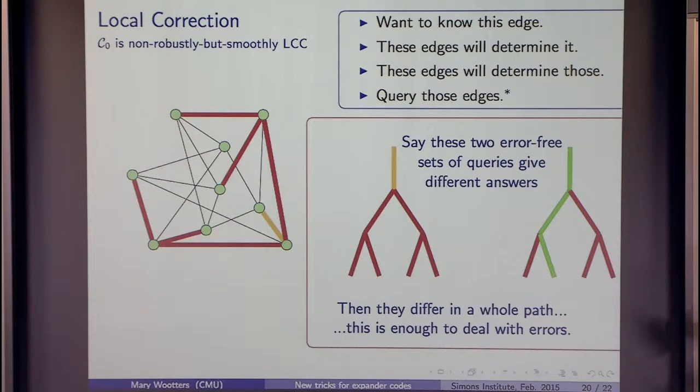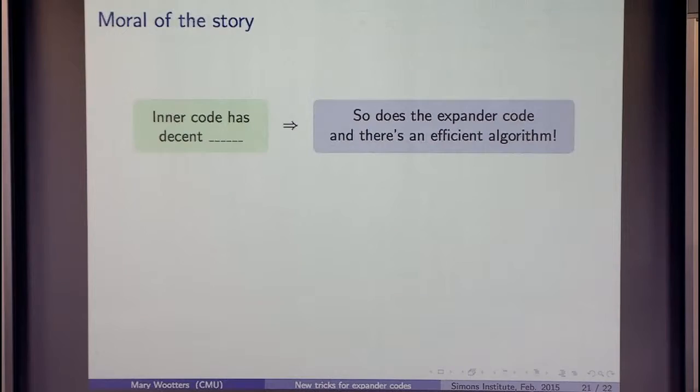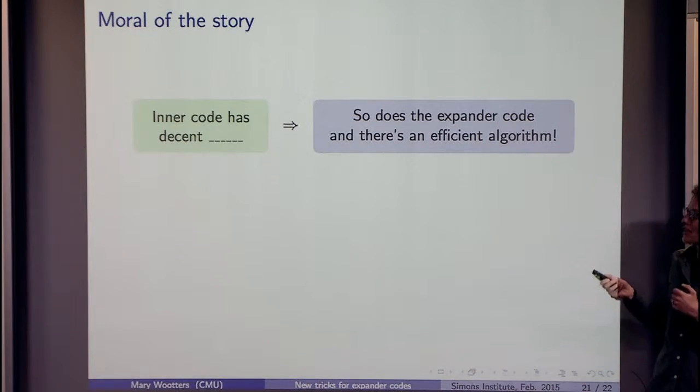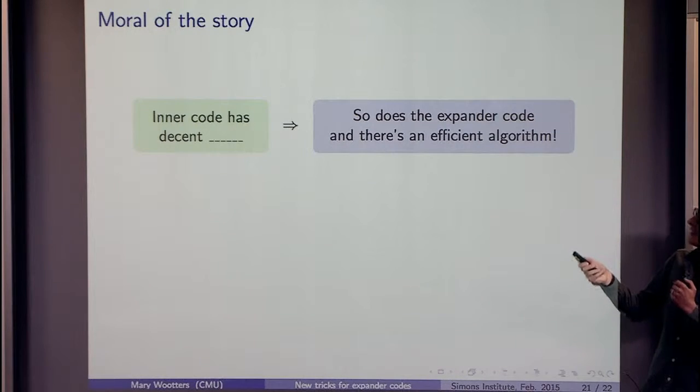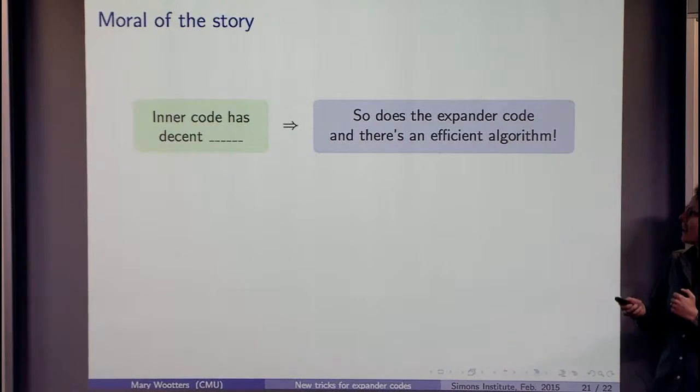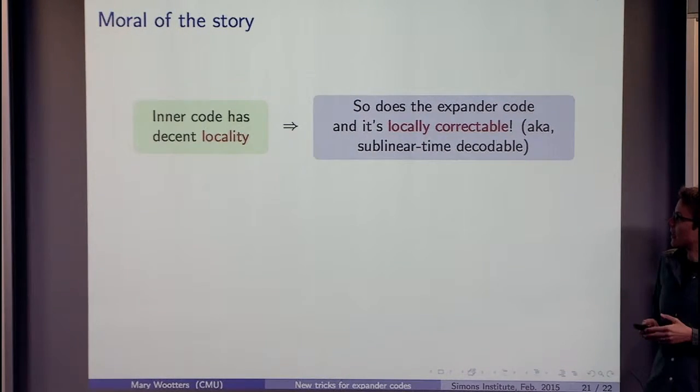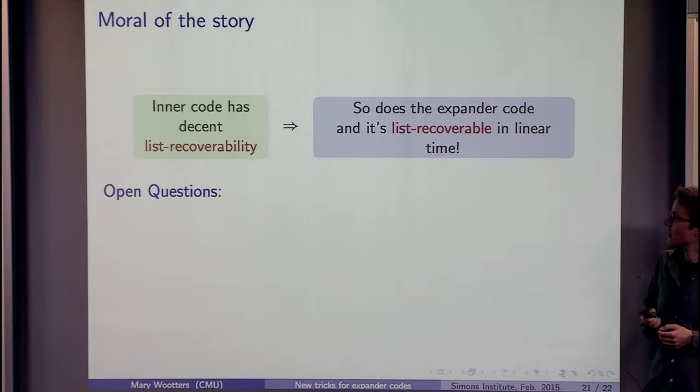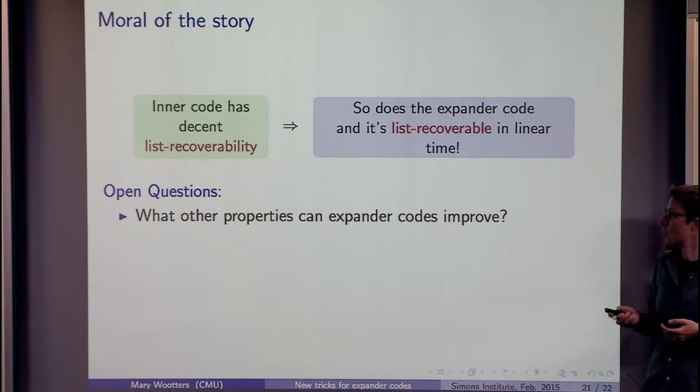Okay, so those are just the flavors of the ideas. And that's basically the end of my talk. I just wanted to reiterate the moral of the story is that if the inner code has some decent property, then so does the expander code. And I hope that you will help me fill in more of those properties. And I gave two examples, locality and list recoverability. And there are a bunch of open questions.